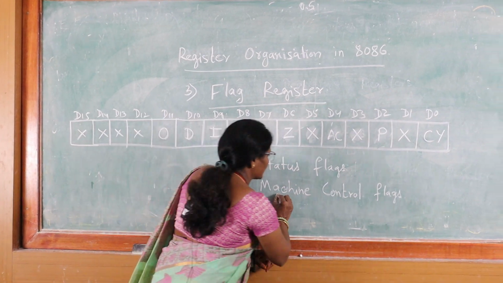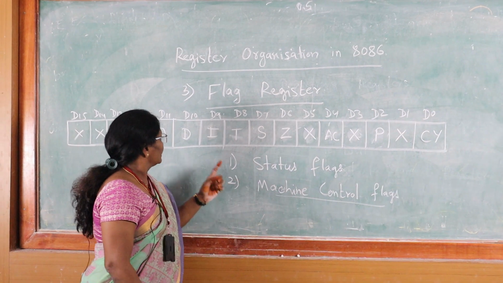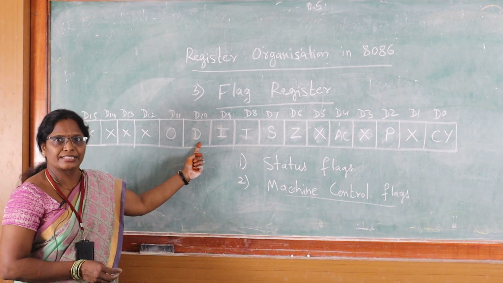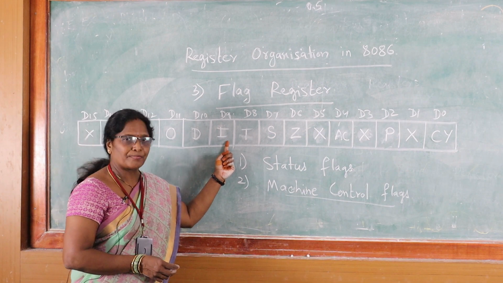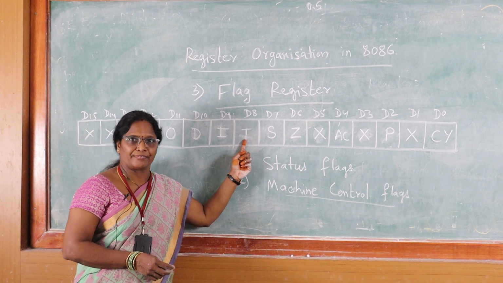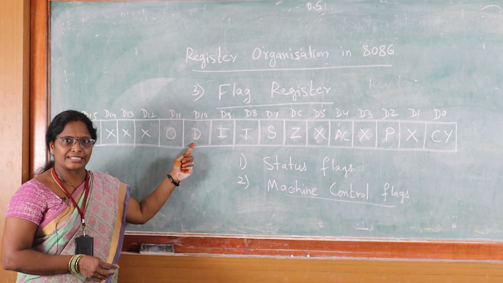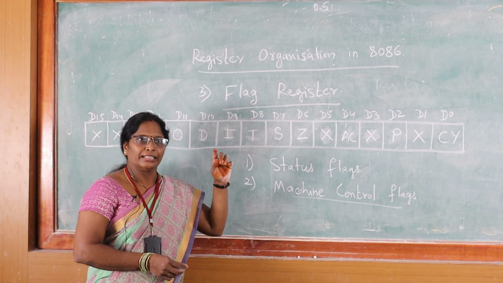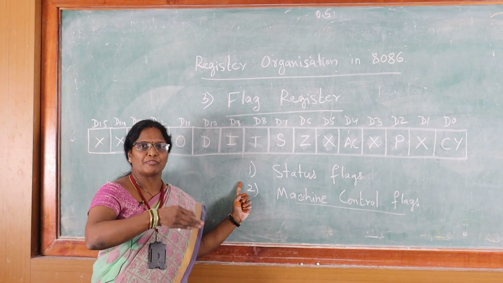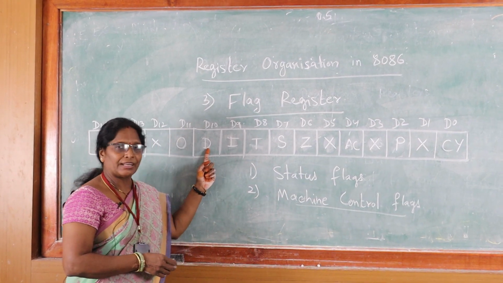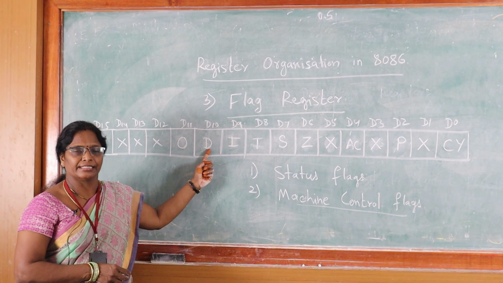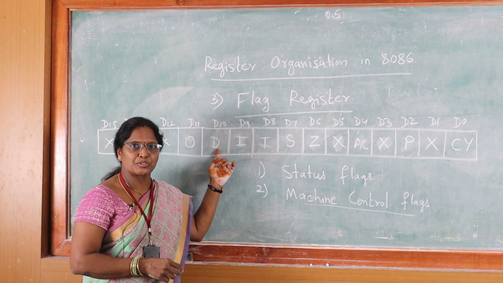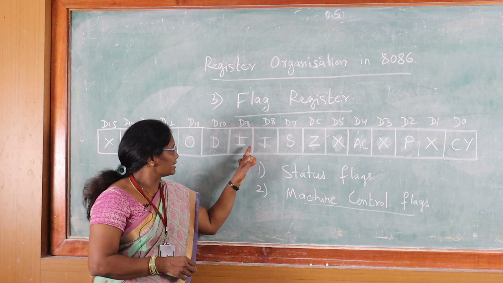Next comes the machine control flags. There are 3 types of machine control flags. D indicates the direction flag, I indicates the interrupt flag, T indicates the trap flag. So what is the meaning of the direction flag? Whenever we perform string operations, if we want to perform the process in auto increment mode, then the D flag, the direction flag, is in the set state. If we want it to be in auto decrement mode, then this flag should be in the reset state.